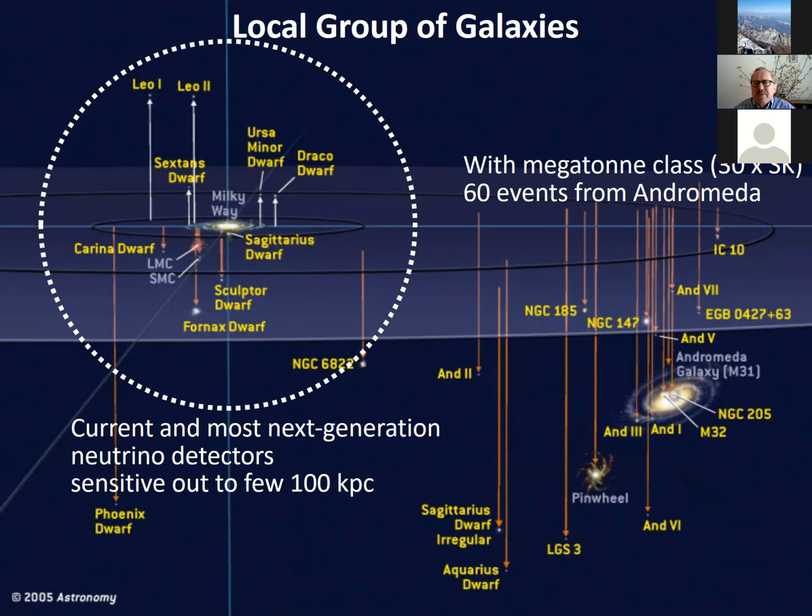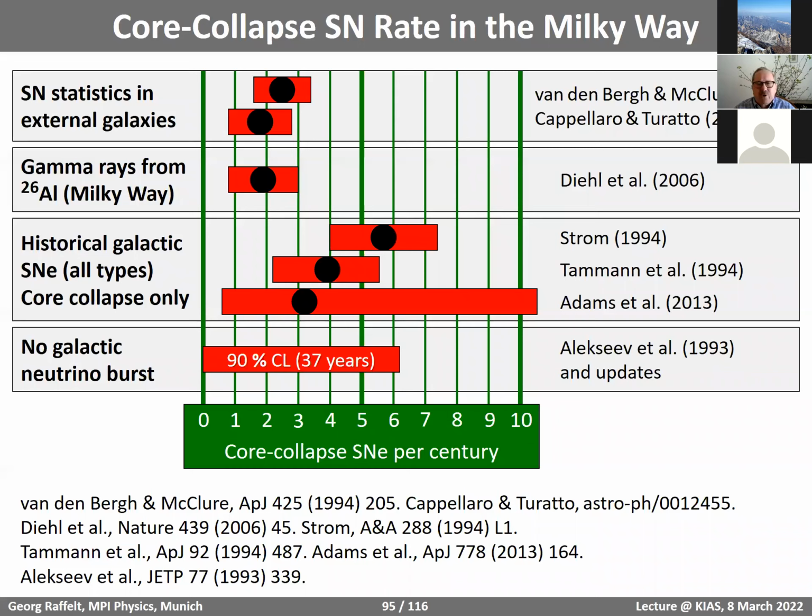Now, the supernova rate in our own galaxy is unfortunately not so large. One has various ways of determining that: from the statistics of external galaxies, from gamma rays of aluminium in the Milky Way, which is produced in supernova explosions, and from the historical core collapse rate that has been observed over 1,000 years in our own galaxy. On the other hand, no core collapse in neutrinos was observed since supernova 1987A. That gives one a limit.